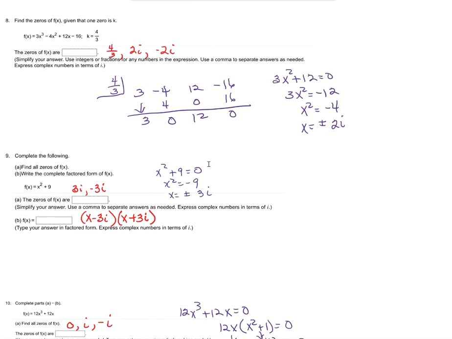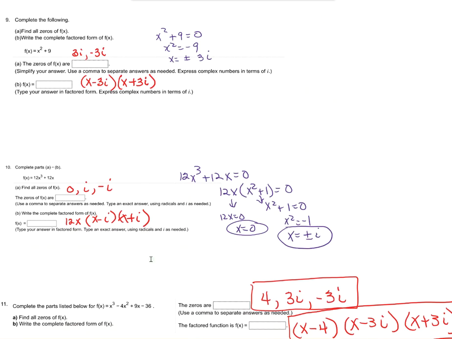Number 9. Now, number 9, we're going to be doing it backwards of what we were doing in the middle of the assignment. In this one, we're going to find the zeros. We're given the equation. So go over here just like we did right here and say x squared plus 9 equals 0. X squared is negative 9. You take the square root of both sides, x is plus or minus 3i. So the zeros are 3i and minus 3i. To put that in factored form, we just put it in parentheses, x minus 3i, x plus 3i.